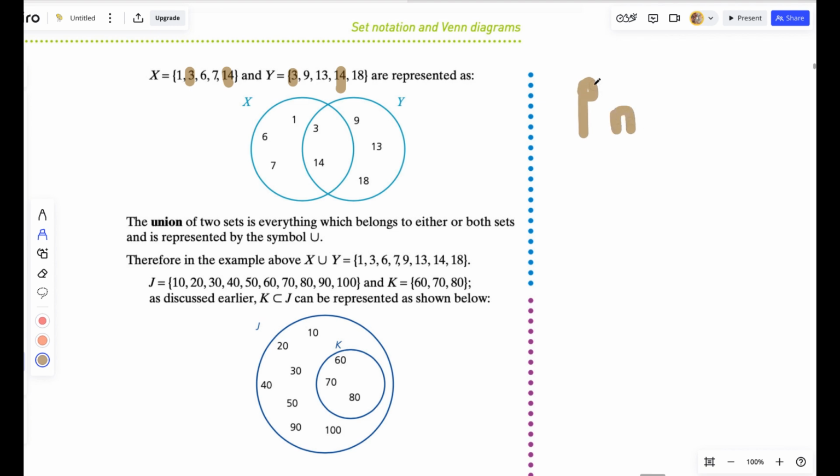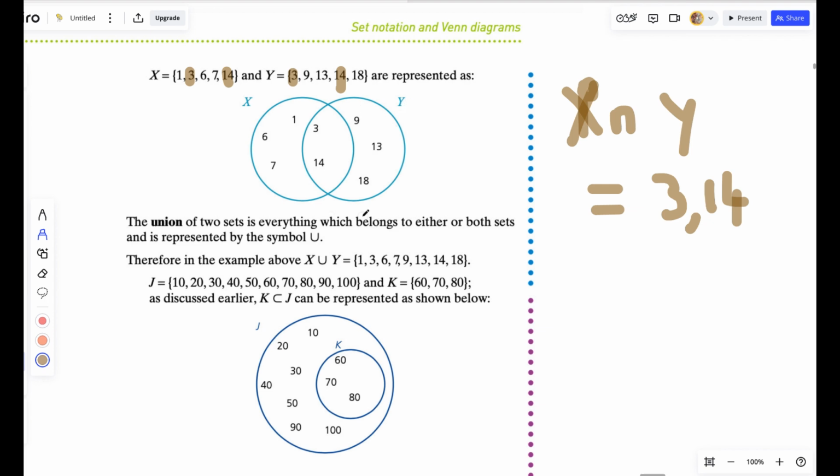Sorry, not P now. We're talking about X. X intersection Y is equal to what? It is equal to 3, 14. So you write the 3, 14 in the overlap. Then every other remaining element for X, 1, 6, and 7, you write out here. And every other remaining one for Y, 9, 30, and 80, you write them out here.